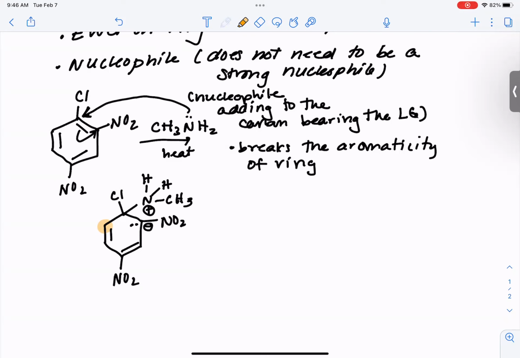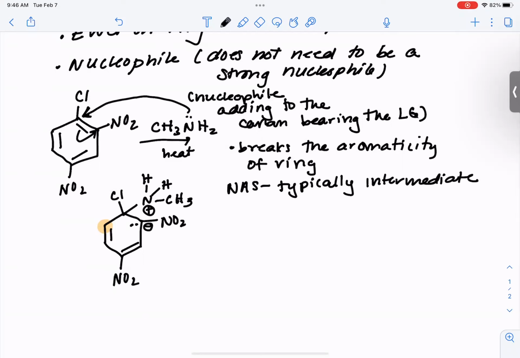So remember, with nucleophilic aromatic substitution, typically the intermediate, or at least the charge on the ring, is negative. Because when we do electrophilic aromatic substitution, we're going to see that the charge on the ring is positive when an electrophile adds. So when a nucleophile adds, you have a negative intermediate.